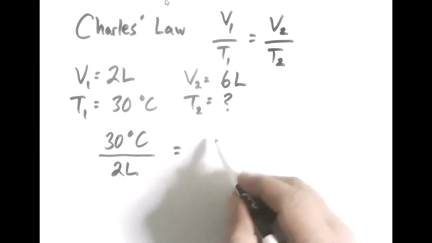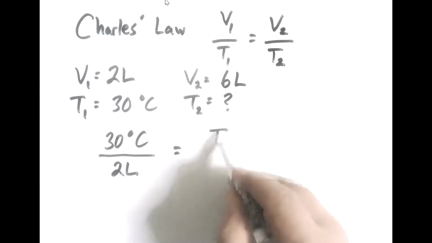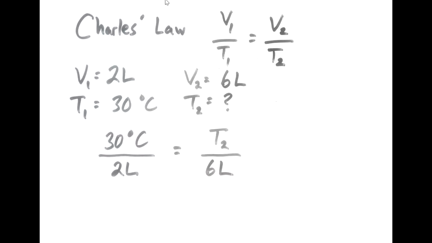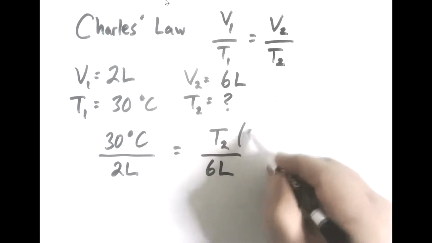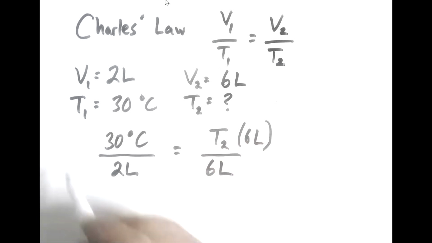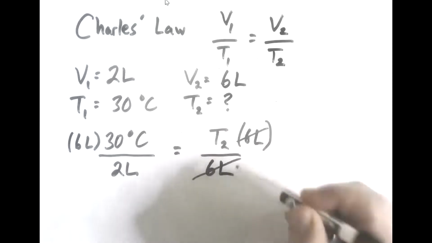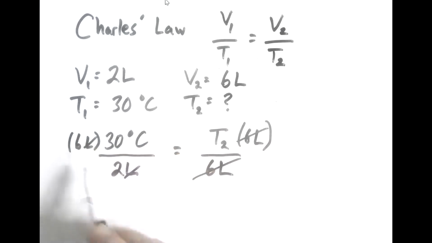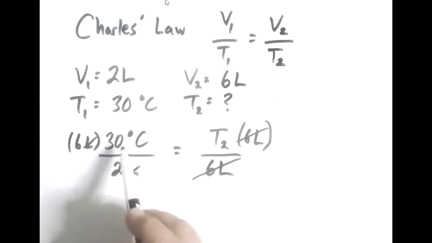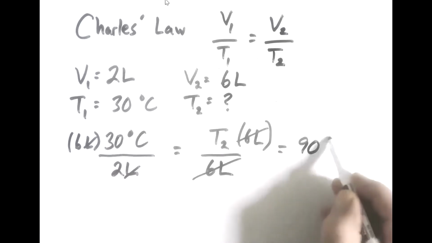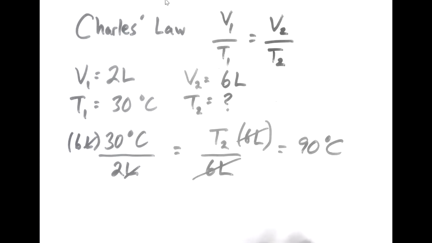And then T2 is unknown. And V2, 6 liters, is on the bottom. And so to solve it at this point, we would multiply both sides by 6 liters. That completely cancels out. We get rid of the liters here. 6 times 30 is 180 divided by 2 gives us 90 degrees Celsius. So you can do it that way.